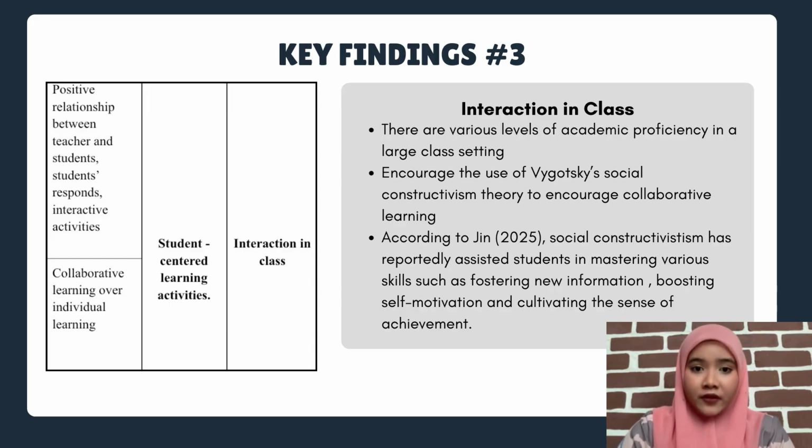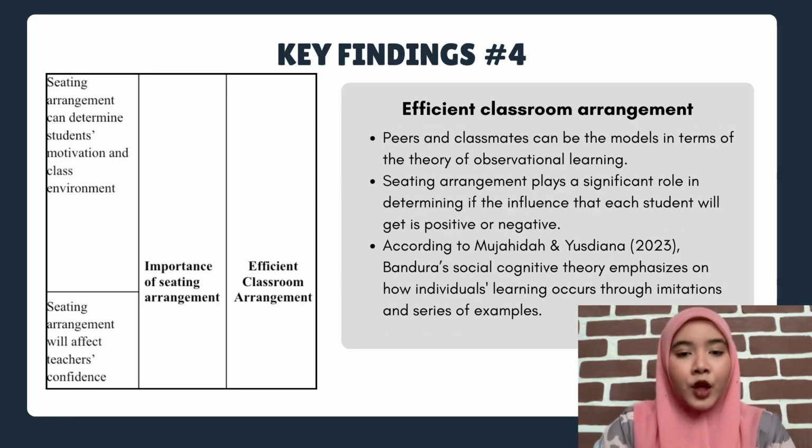According to Jin 2025, social constructivism has reportedly assisted students in mastering various skills such as fostering new information and boosting self-motivation as well as cultivating the sense of achievement. Therefore, the implementation of this theory can assist teachers in making sure no students are left behind. Moreover, efficient classroom arrangement plays an important role in influencing students' behavior and cognitive development. Other than teachers, even peers and classmates can be the models in terms of the theory of observational learning.